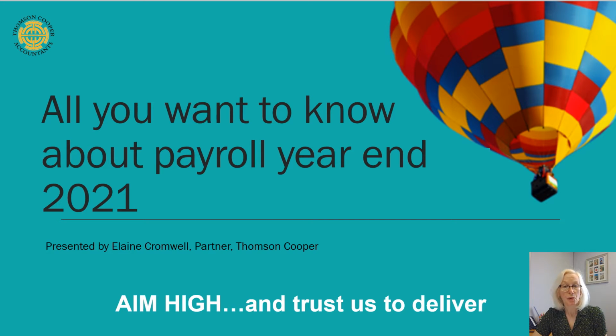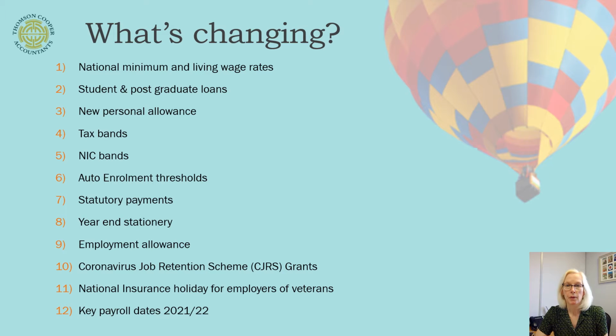I'm a partner at Thomson Cooper Accountants, and in this short presentation I'm going to explain to you some of the main changes relating to payroll year end 2021. So what we're going to cover are the changes to national minimum and living wage, changes to student loans, the new personal allowance. We'll briefly look at the tax bands and the NIC bands and the auto enrolment thresholds, and how your statutory payments, things like SSP and SMP, are going to change from the 6th of April.